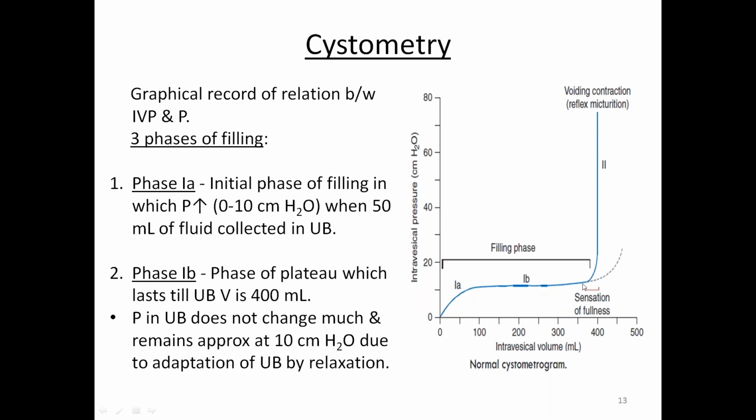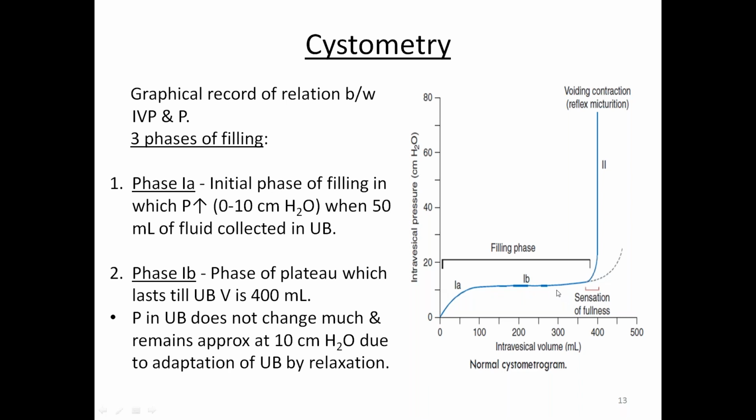Okay, so till here, this entire plateau phase is your 1B. And what happens during this phase is that the pressure in the bladder doesn't change much. So if you see, that's why it's at a plateau, because the pressure has continued to remain approximately at 10 centimeters of water, which it attained even during the 1A phase. And why is this so? I just told you, because of the process of adaptation. That's why this pressure is consistent here.